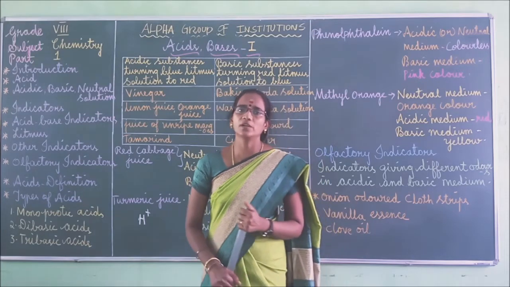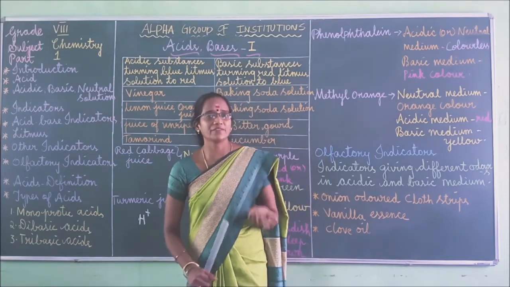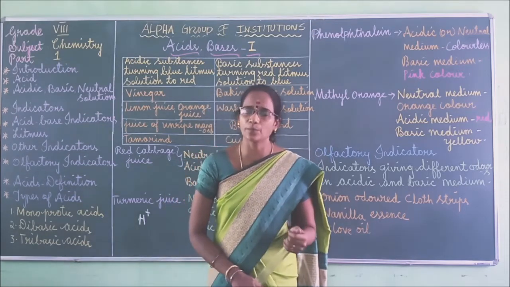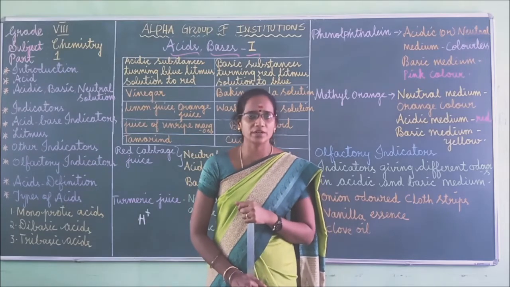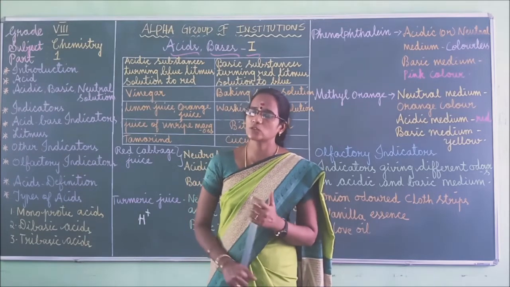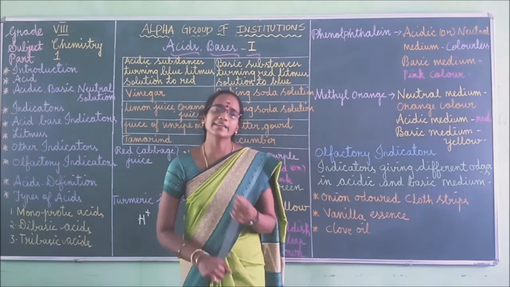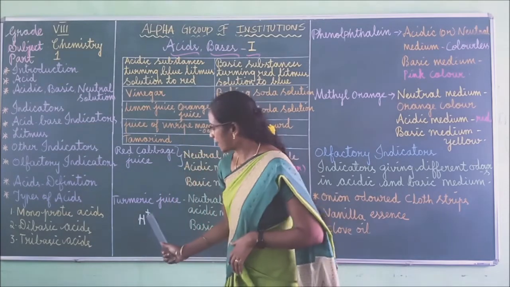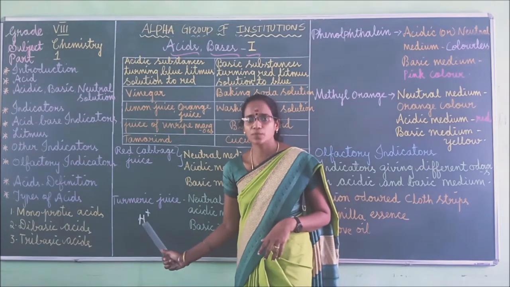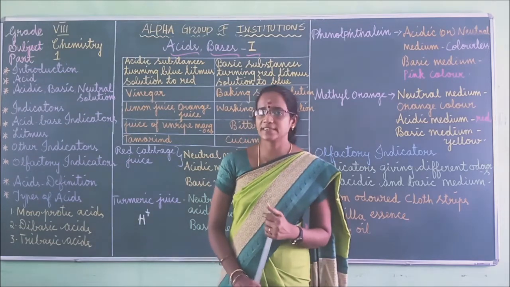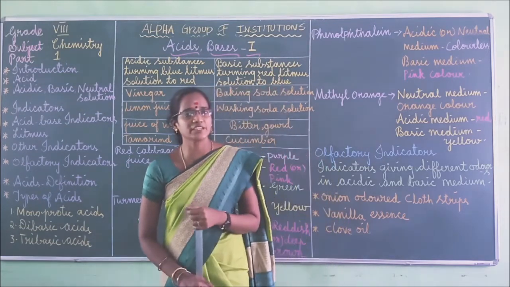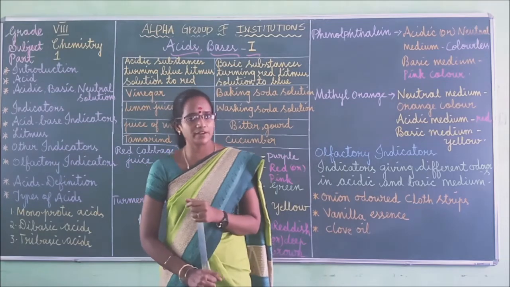For example, lemon juice and vinegar, we can give as examples for acidic solution. Got it? Right. Acidic solution means what? A solution which contains a higher concentration of hydrogen ions, or H plus ions, is called acidic solution and its pH range will be less than 7, right?